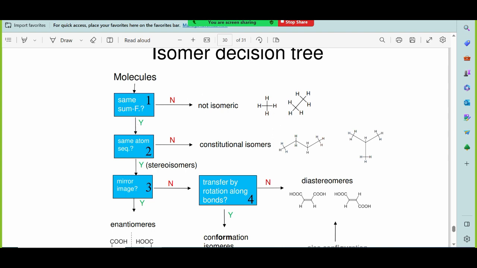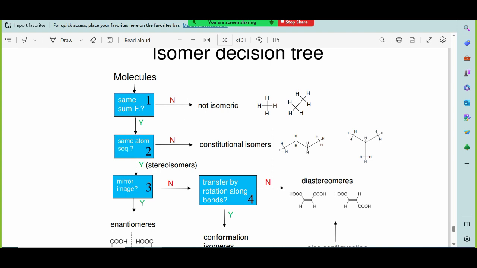For example, here we have only 4 hydrogen, 1 carbon. Here we have 2 carbon and 6 hydrogen. Automatically, it's a completely different molecule, not an isomer. So if yes, then we have to proceed with these questions.